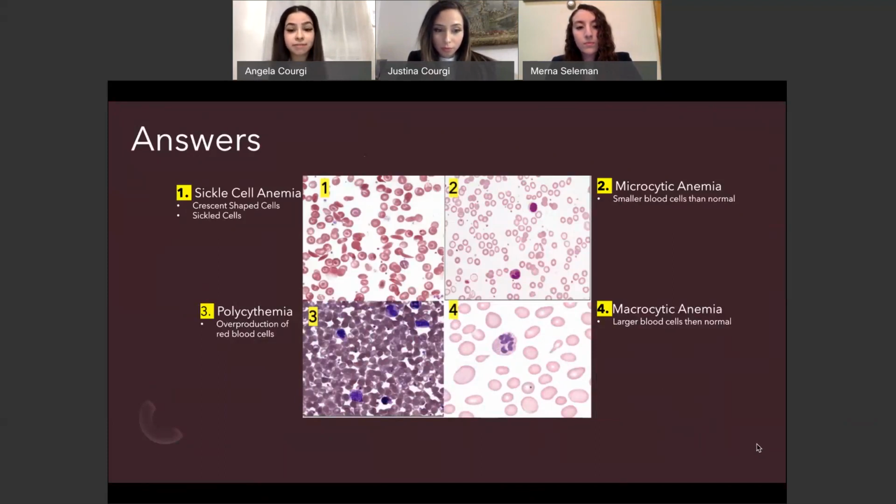On the bottom left, we're able to identify it as polycythemia. This is indicated by the overproduction of red blood cells spanning this histology slide. And finally, on the bottom right slide, we are able to identify it as macrocytic anemia. We are able to do so as we detect larger than normal red blood cells.